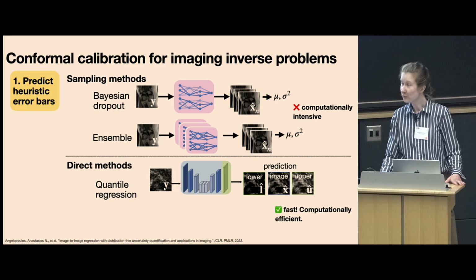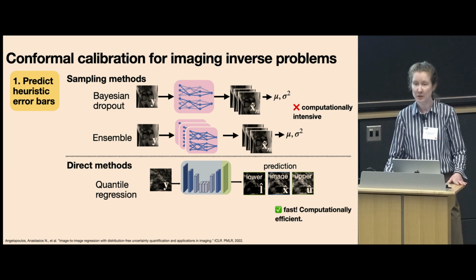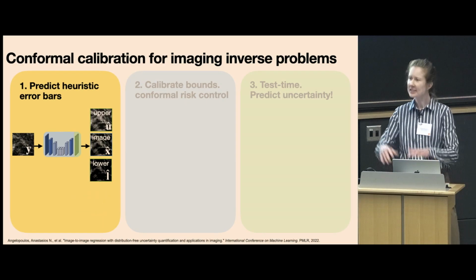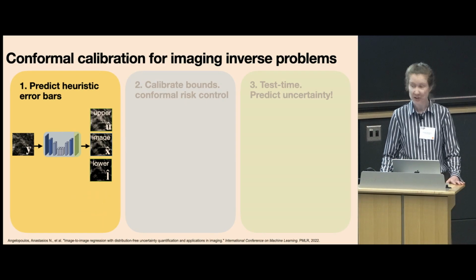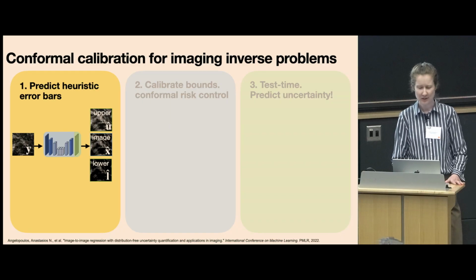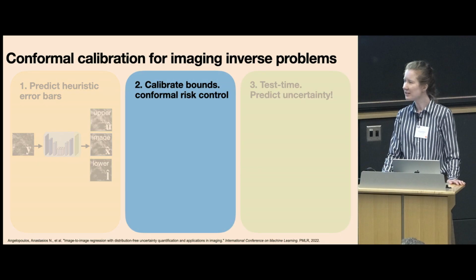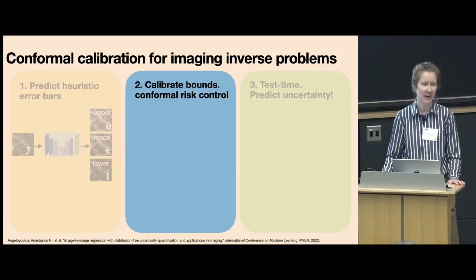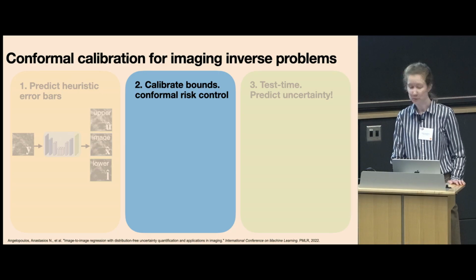These methods are really fast, requiring only a single forward pass, so we're going to focus on those during this talk. Okay, so given some method of uncertainty, either through sampling or direct methods, the next step is the question, how do we even trust that these error bars mean anything at all? And that's where calibration comes in.